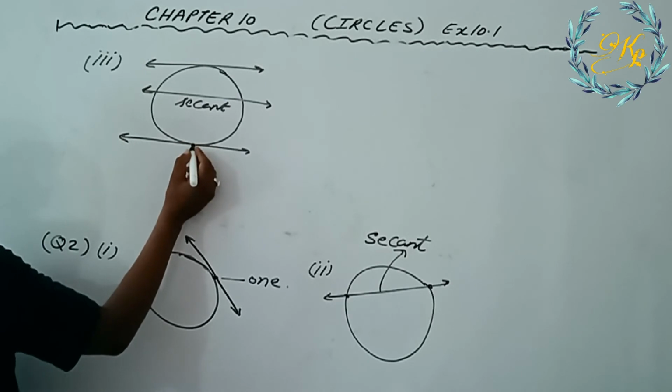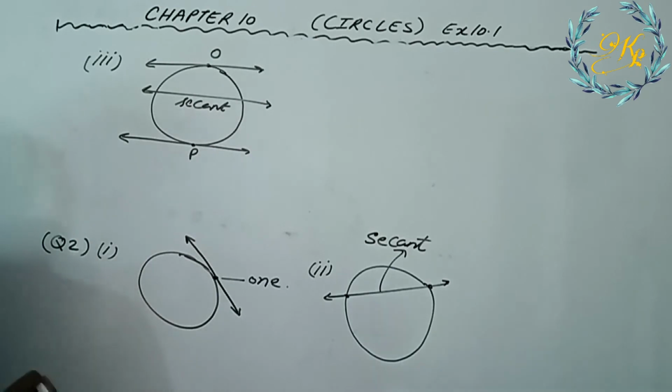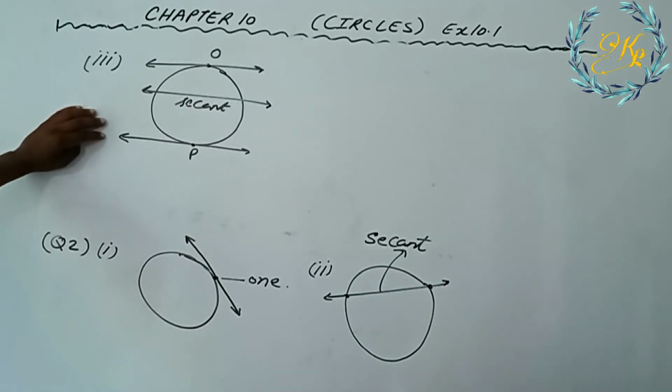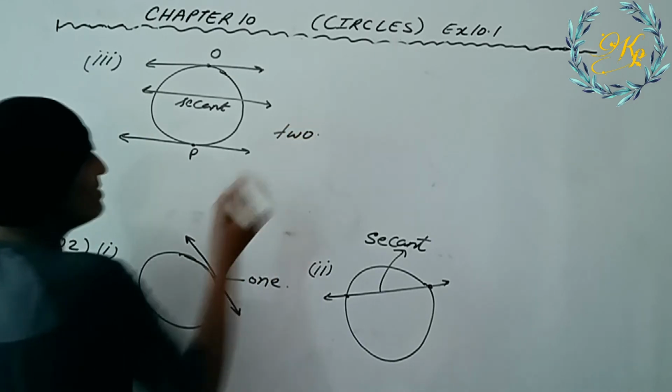As you can see, a tangent has only one point of contact. Let these points of contact be O and P. So the answer to this question is that a circle can have two parallel tangents.